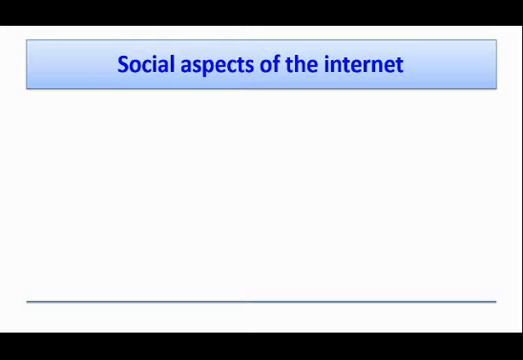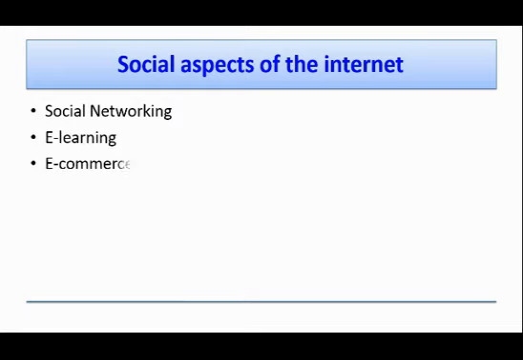Then the final topic is the social aspect of the internet, right? First is social networking, then e-learning, e-commerce, and e-governance. Actually I leave this topic because you know these things very well, so I'll give an assignment based on these topics, right? I will briefly explain these topics.